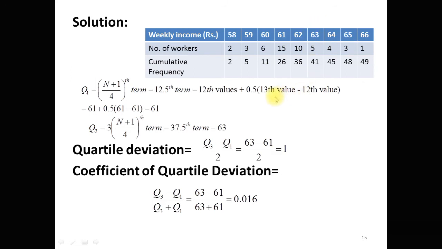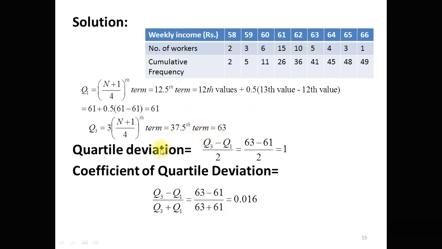So if we put the value in this expression, like you see over here, 37th value plus 0.5 into 38th value minus 37th value. So 63 lies at the 37th position and also at the 38th position. So 63 minus 63 will be 0, and 0 multiplied by 0.5 is again 0, and the 37th value, like you see over here, is 63. So the third quartile is 63.